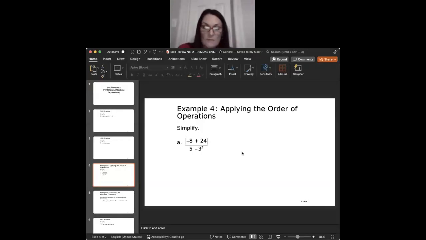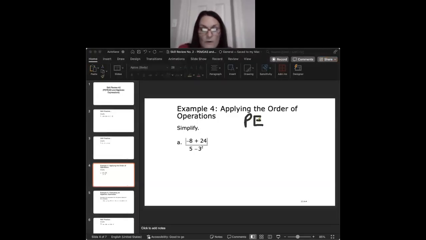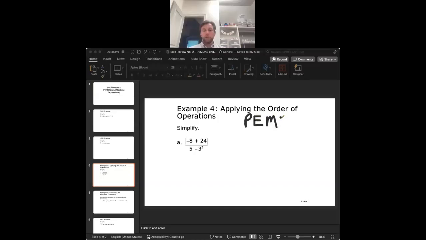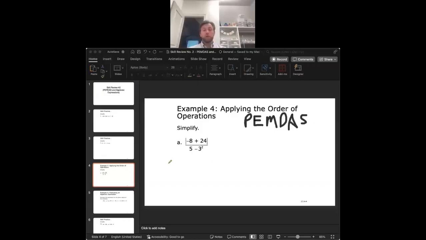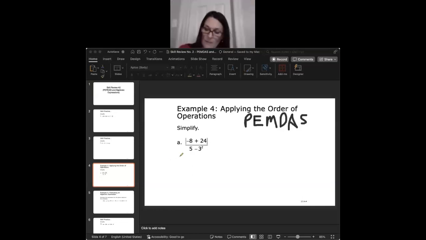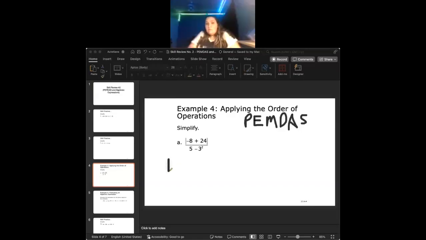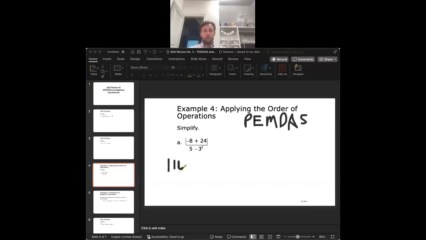It's absolute value. So remember, order of operations. Do I have a parentheses? Isn't the absolute value done? It acts as a parenthesis. You treat it like a parentheses. That's exactly right. So what do we do first? Negative 8 plus 24 gives me 16. Perfect.